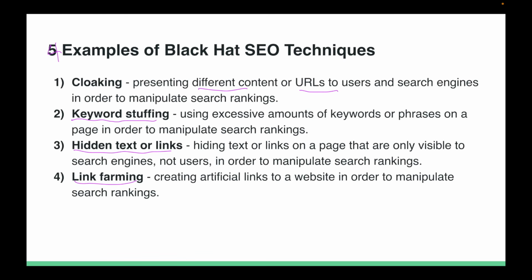But link farming is the process of creating artificial links to a website in order to manipulate search rankings. So you may just create a bunch of fake websites, have them linked to your page, just in order for you to increase the search ranking of one particular page. Now, these are far from the only black hat SEO techniques, but you don't need to know more than 3 for the Option C exam. And so here are 4.